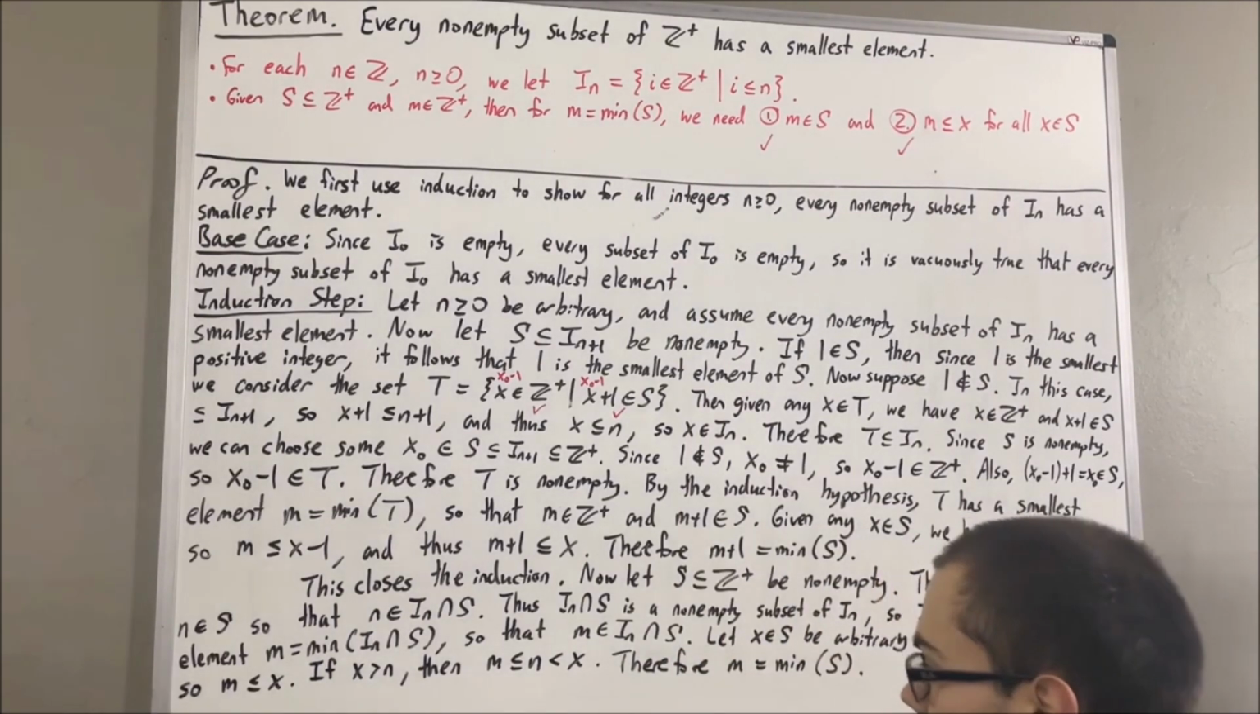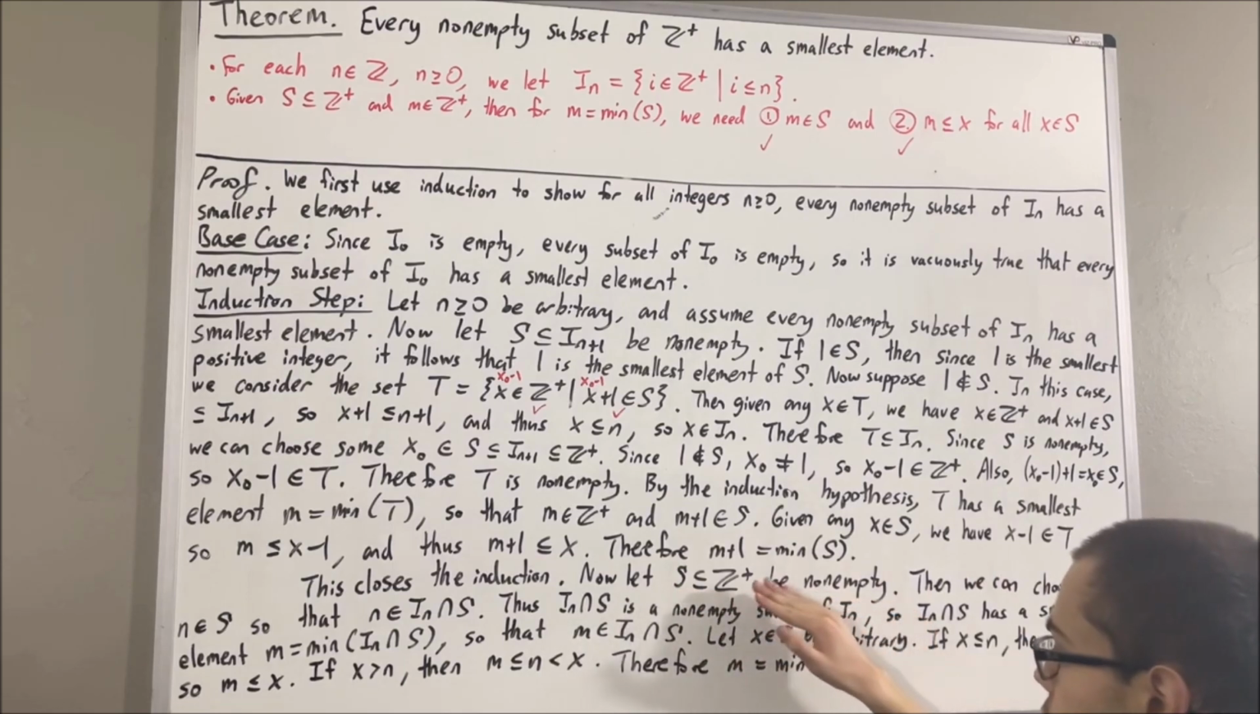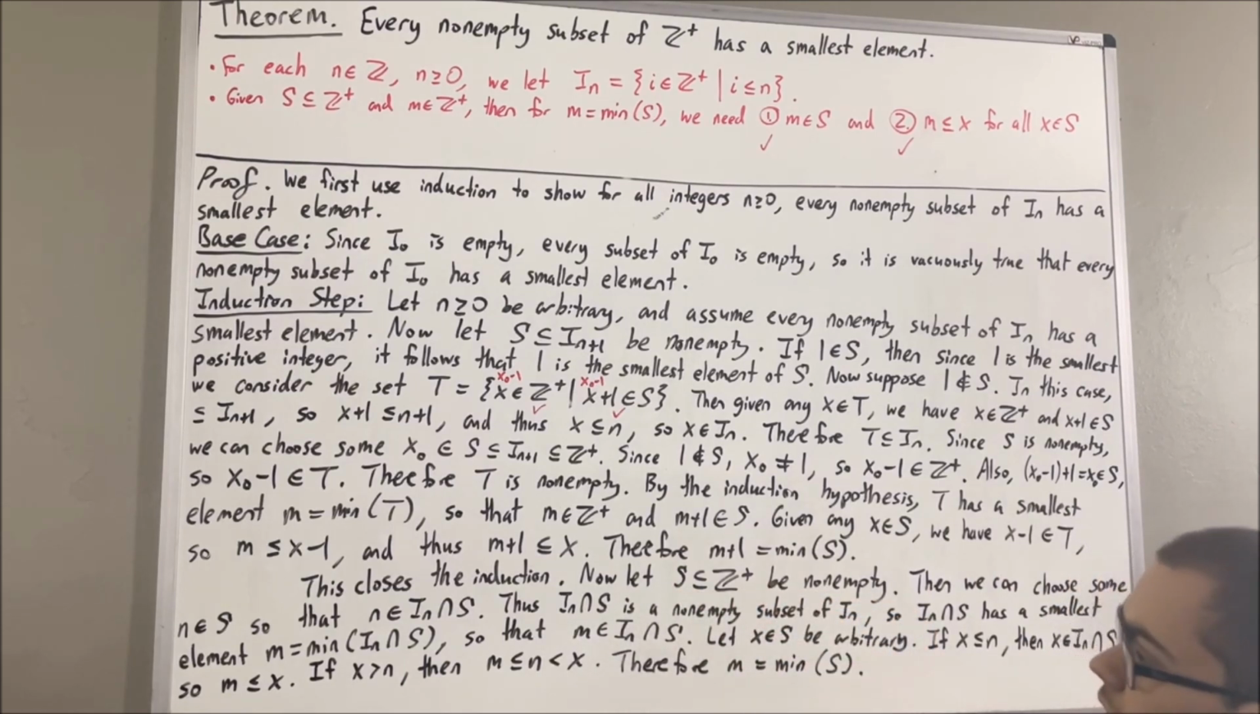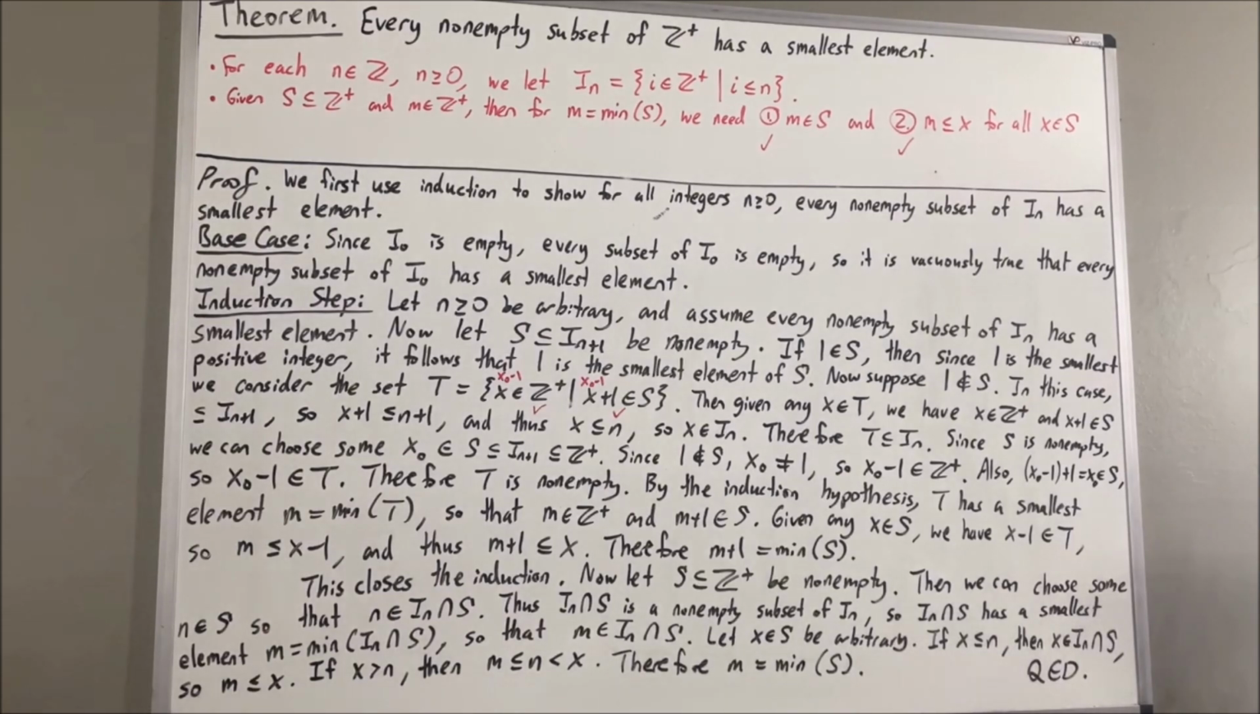And so what this tells us is if S is any non-empty subset of positive integers, then it must have a smallest element. And so this completes the proof. And so yeah, that's pretty much it for this video.